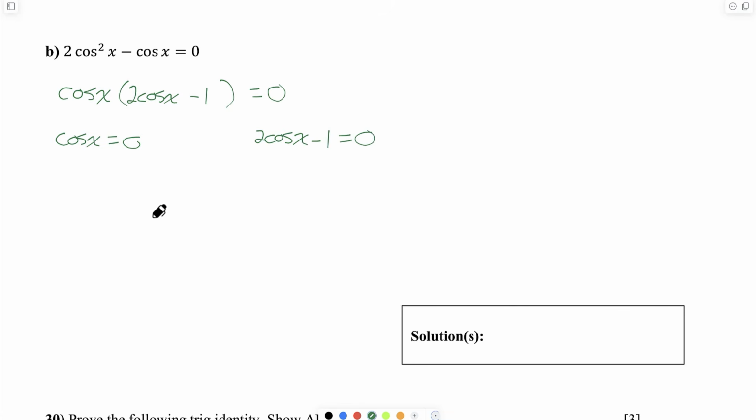And now when you have a cosine or a sine ratio of 0 or 1, you will want to be using your unit circle to figure out the answers to this. So let me just make a rough sketch of the unit circle.